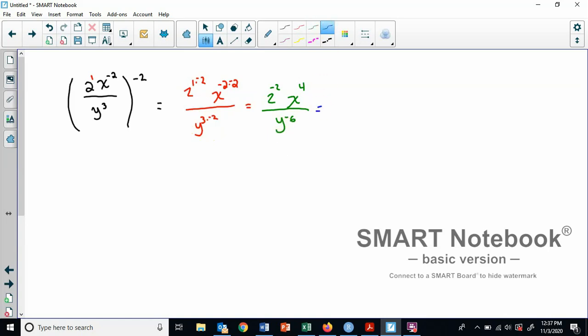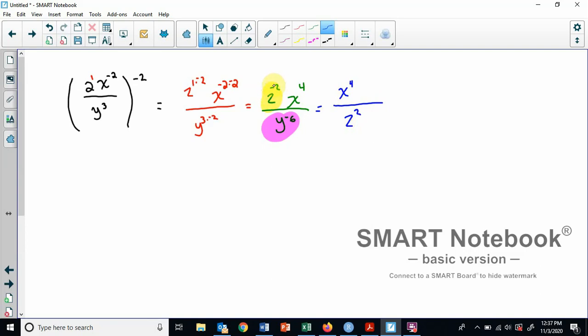Now, this looks almost finished, but I have a term right here, which has a negative exponent. You see right here. And I also have a term right here that has a negative exponent. So both of those are going to have to move. So 2 to the second power is going to have to move to the bottom. The x to the fourth gets to stay put, right?